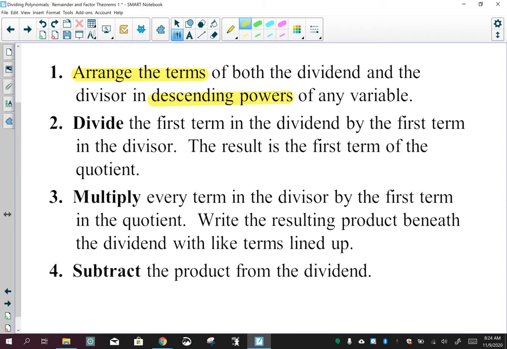Then you go through to the next step, and we're going to divide the first term by the first term of the divisor. So we have the dividend and the divisor. Once we figure out how many times that piece goes into that first term, we put that up top, make sure it lines up with the appropriate variable, and then we multiply every term in the divisor by the first term in the quotient. And then we are going to subtract. So basically it's the same thing. We multiply, change the sign of everything, and then subtract.